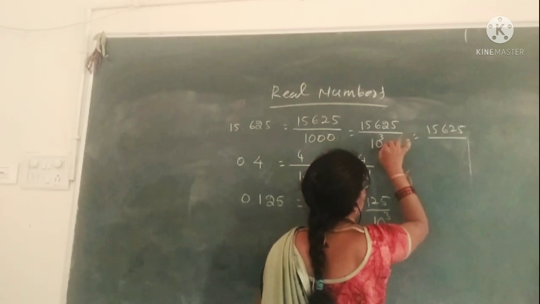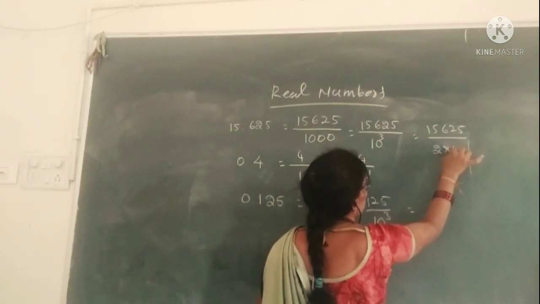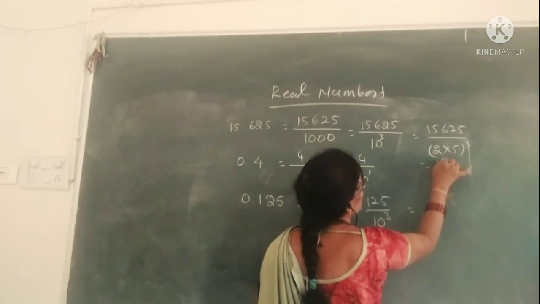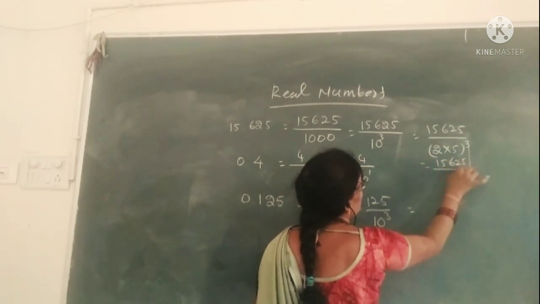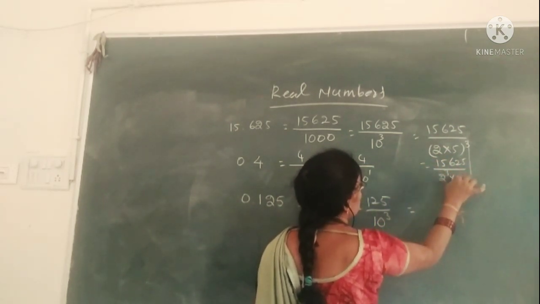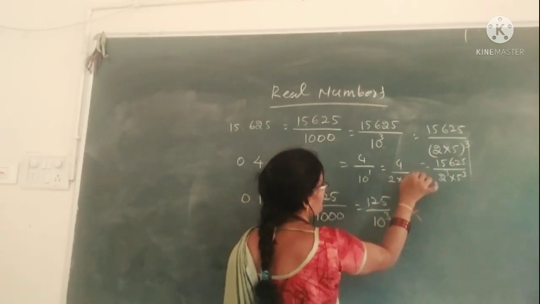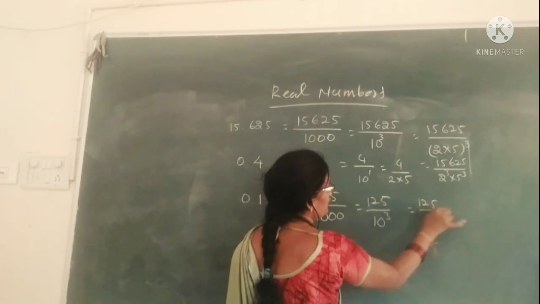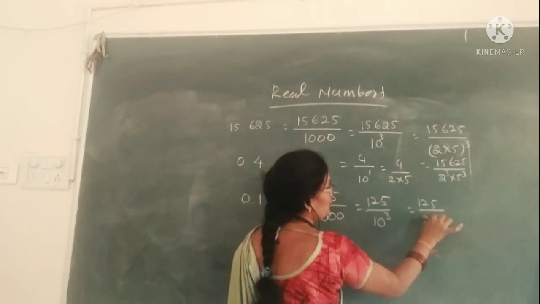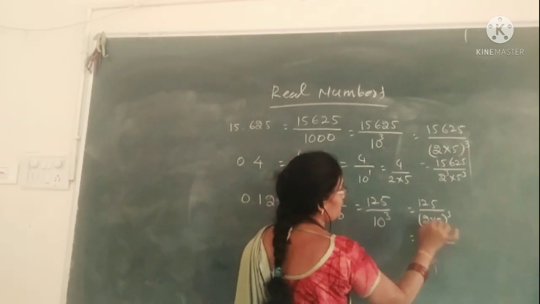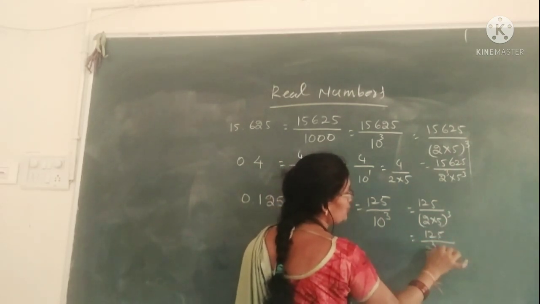So 15,625, I can write as 2 into 5 whole cube. That means 15,625 by 2 cube into 5 cube. Then 4 by 2 into 5. Then 125 by, then we can write 2 into 5 whole cube. So 125 by 2 cube into 5 cube.